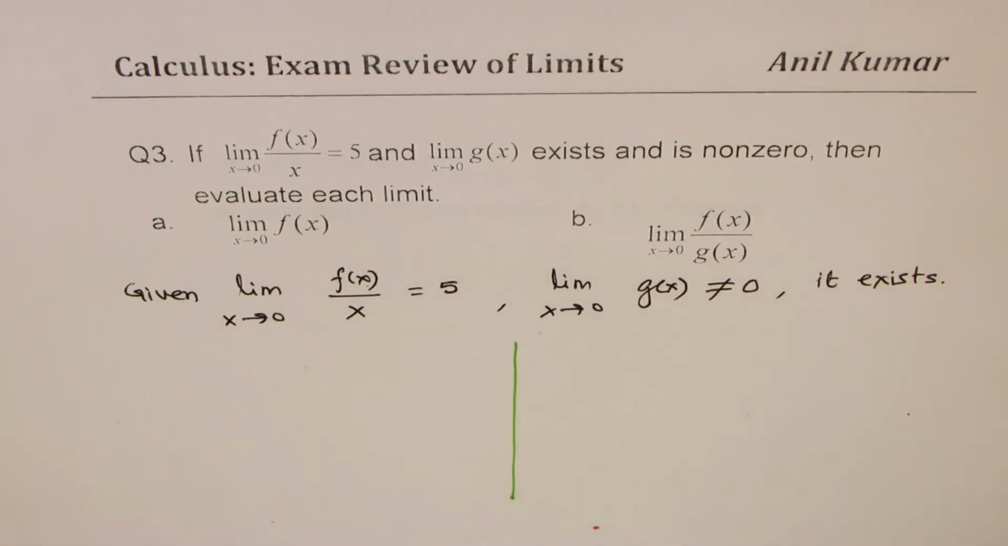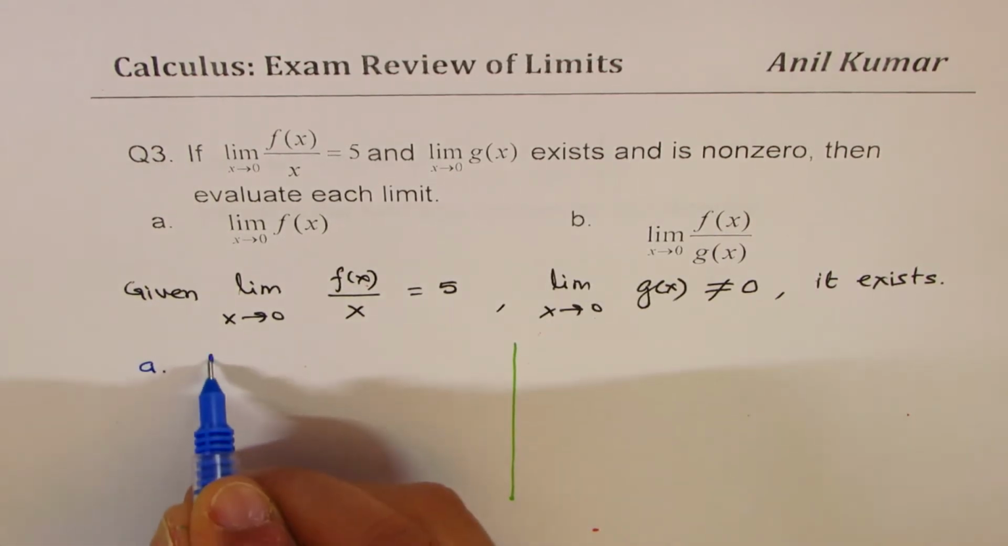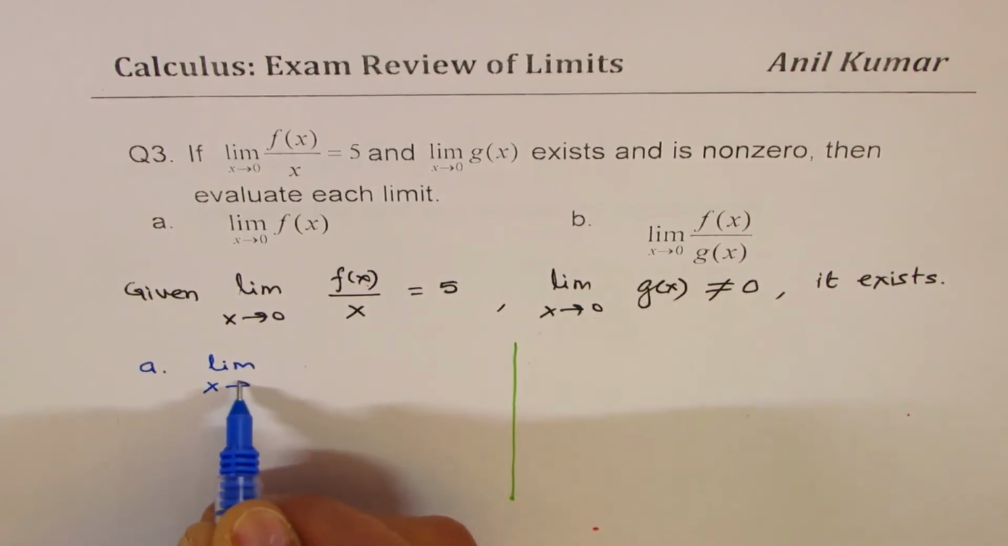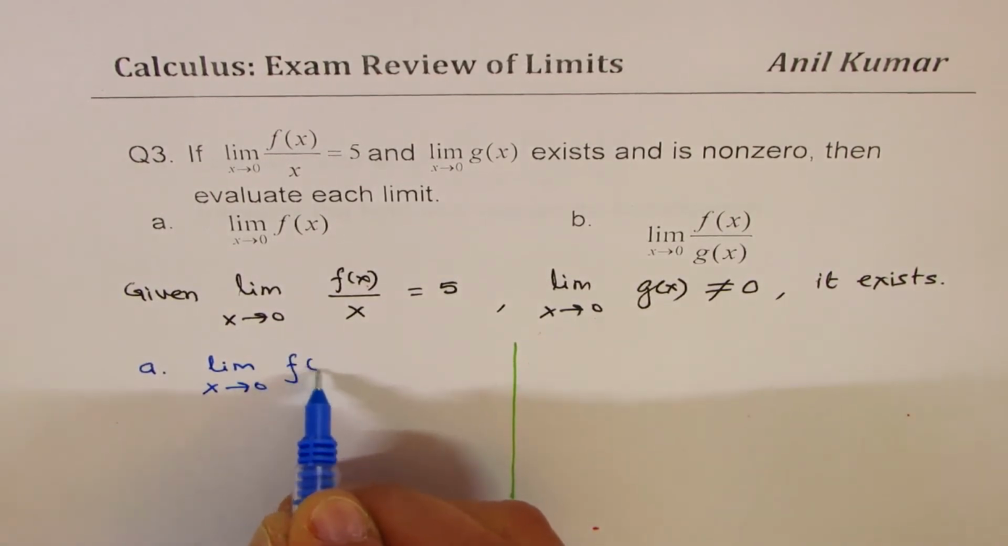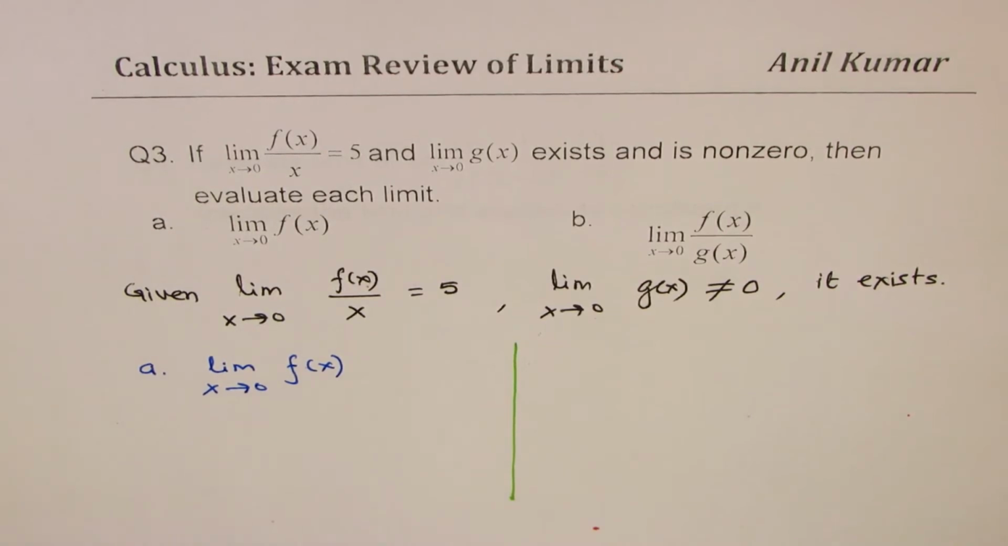I'd like you to pause the video, answer these questions, and then look into my suggestions. The first one here is to find limit when x approaches 0 for f of x. Now what should that be?